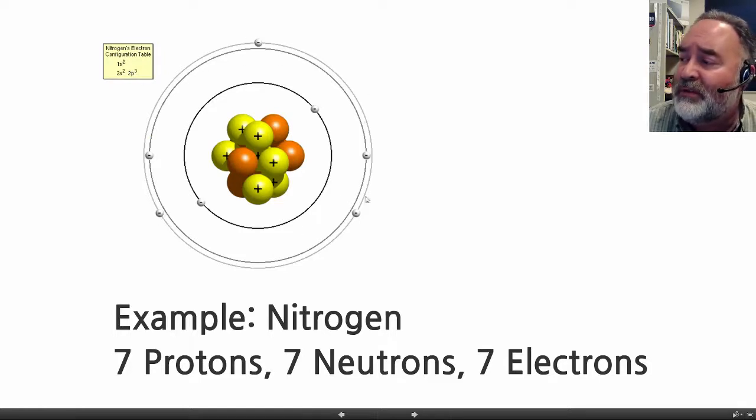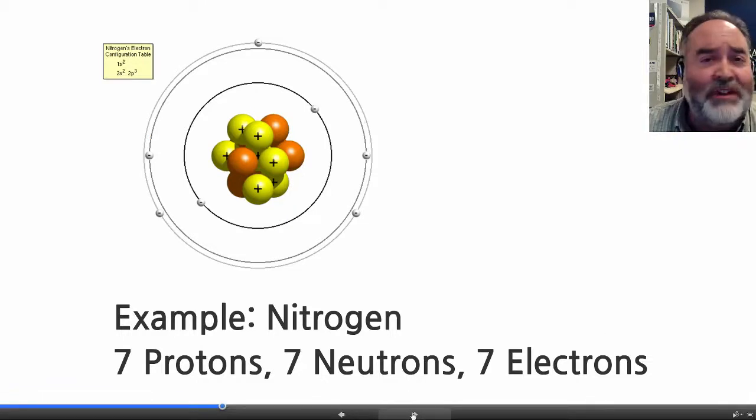So 1, 2, 3 in this outer shell, 2 in this outer inner shell, and 2 in this inner shell. I know I sound stupid by saying that. It just happens to be a cartoon of how we do that. What we're really looking forward to is the center has protons and neutrons, and the outer has negatives. This just happens to be a cartoon of what a nitrogen atom looks like.